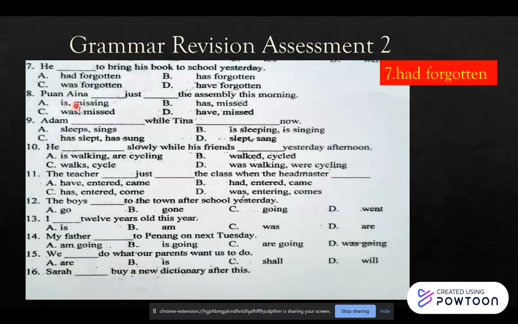Okay, number 8. "Aina". Okay, what do you think is the answer? The answer is "has missed". Aina is a singular subject, so we use "has", and she missed the assembly this morning because it has happened in the past, so we use "missed".